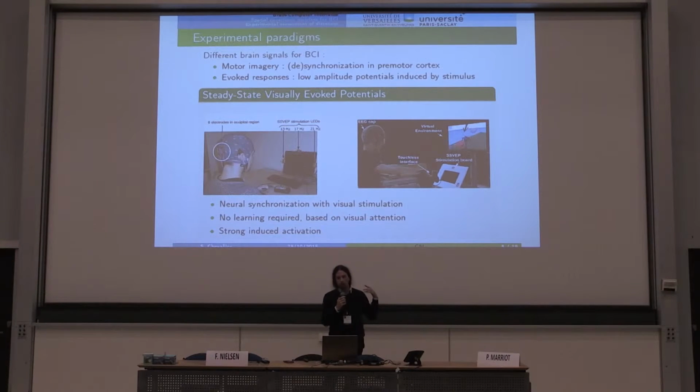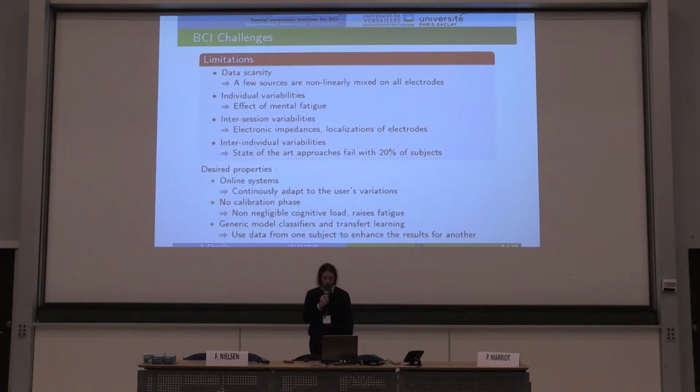So this talk focuses more on steady-state visually evoked potentials, which are evoked potentials generated by a visual stimulation, that is a blinking light. So you focus on the blinking light, and your neurons in the visual area will synchronize with the frequency of the visual stimulation. There is no learning required, and it's only based on your capacity to orient your visual attention. And this generates a strong and easily detectable signal. We have used these approaches in several experiments to control or to monitor the state of someone.